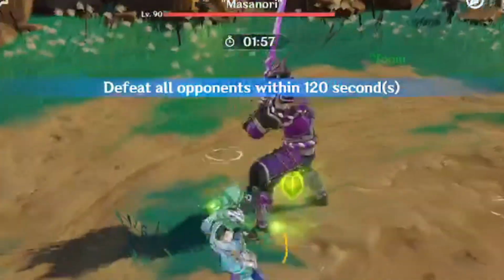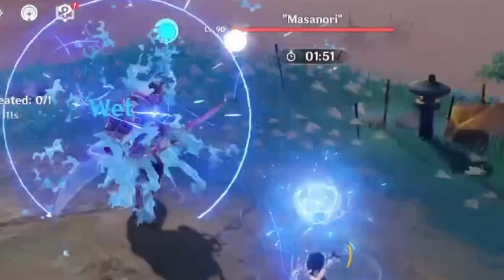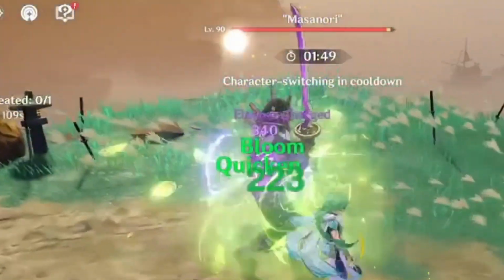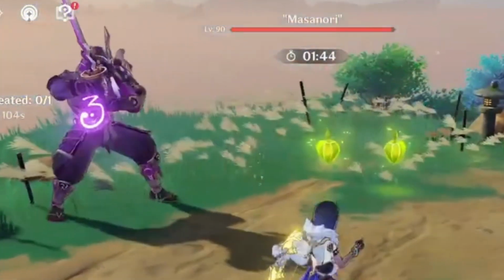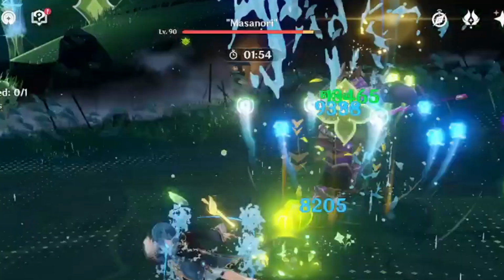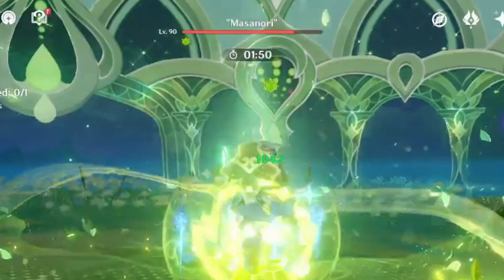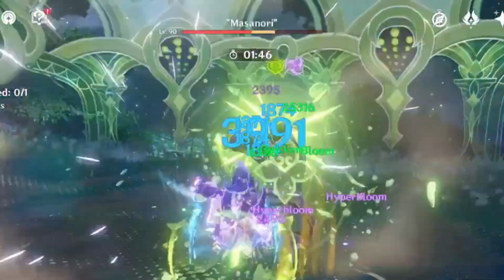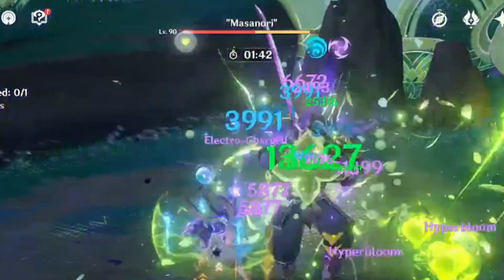This results in Quicken teams with slower Hydro application, generally having higher Quicken uptime but lower Hyperbloom counts, whereas a team with faster Hydro application may have more Hyperblooms but less Quicken uptime. However, it is also not quite that straightforward. Something very important to know is that losing Quicken uptime does not automatically equate to losing Aggravates. As long as you have that underlying Electro from Electrocharged, your next instance of Dendro application will trigger Quicken.